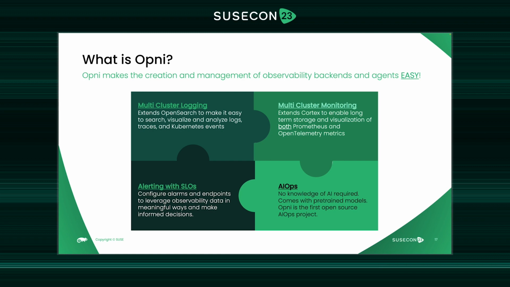Opni makes the creation and management of observability backends and agents easy. It consists of multi-cluster logging, multi-cluster monitoring, alerting with SLOs, and AIOps. Multi-cluster logging extends OpenSearch to make it easy to search, visualize, and analyze logs, traces, and Kubernetes events. Multi-cluster monitoring extends Cortex to enable long-term storage and visualization of both Prometheus and OpenTelemetry metrics. Alerting with SLOs allows you to configure alarms and endpoints to leverage observability data in meaningful ways to make informed decisions given your observability data.